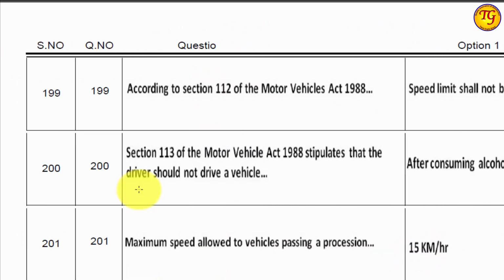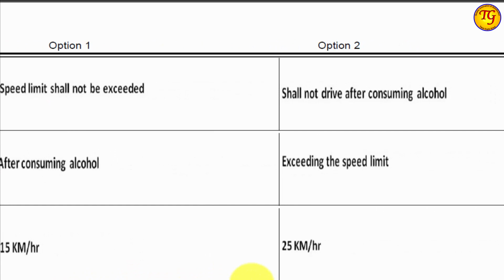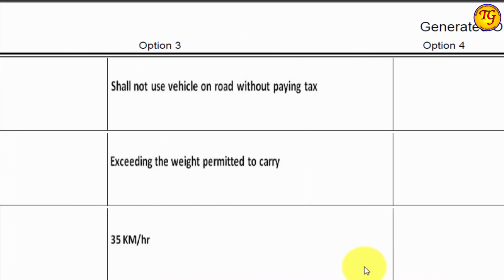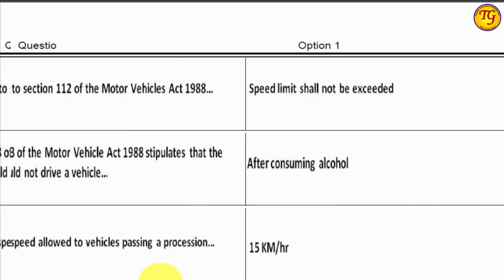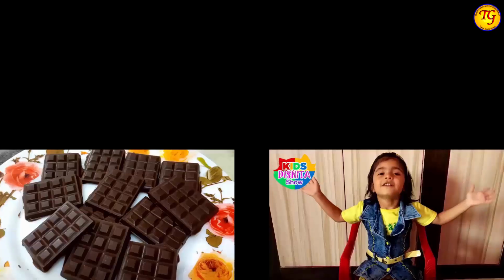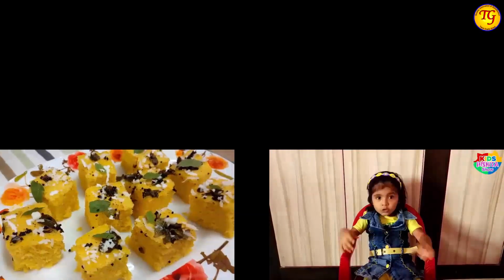So friends, let's take on the last question of this video, question number 200, which is: section 113 of the Motor Vehicles Act 1988 stipulates that the driver should not drive a vehicle after consuming alcohol, second, exceeding the speed limit, or exceeding the weight permitted to carry. So option number 3 is the correct one, exceeding the weight permitted to carry. So you can memorize these sections and these Motor Vehicles Act provisions. So friends, this was the last question of this video. Remaining questions will be covered in the next video.